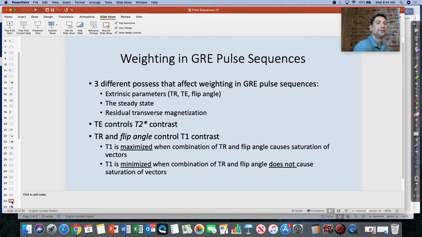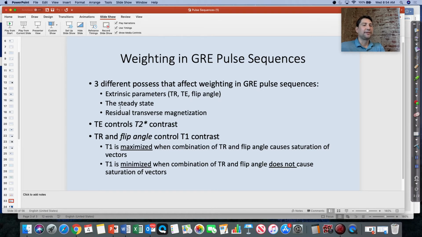All right. So we've already kind of introduced this a little bit, talking about your TRs and your TEs with gradient echo pulse sequences. But there are three different processes that affect image weighting in gradient echo pulse sequences. The first one is extrinsic parameters. Those are things that we can control. And the three that are going to affect gradient echo weighting are TR, TE, and flip angle is going to be a big one.